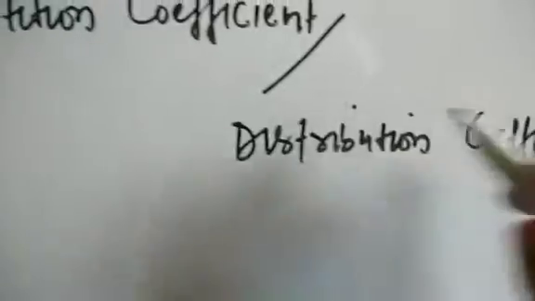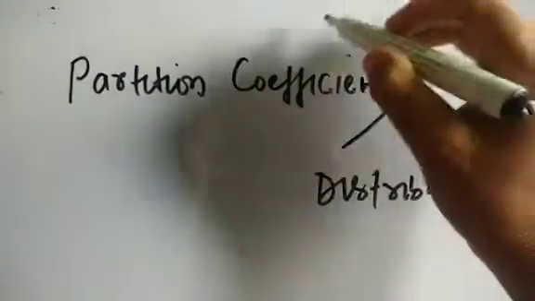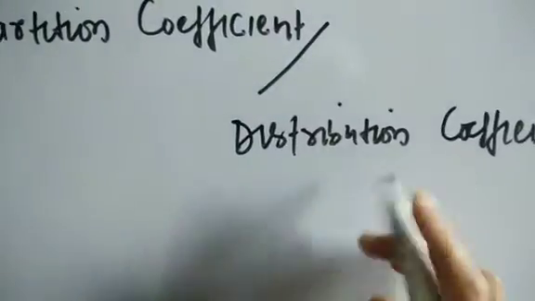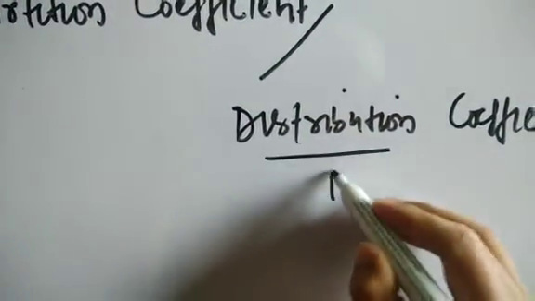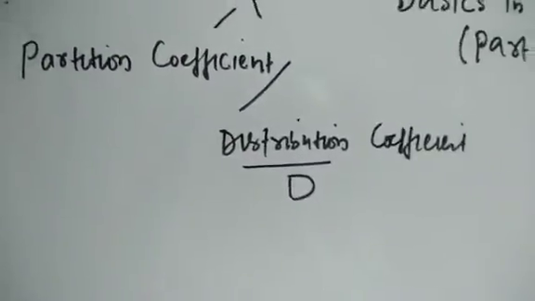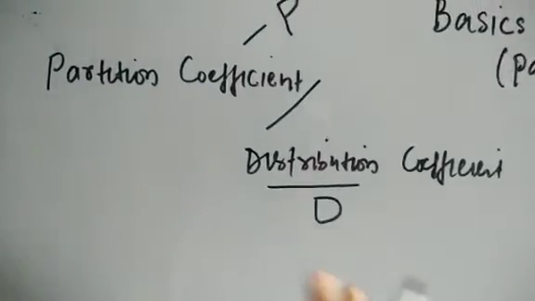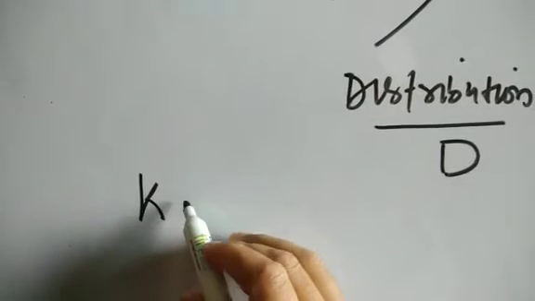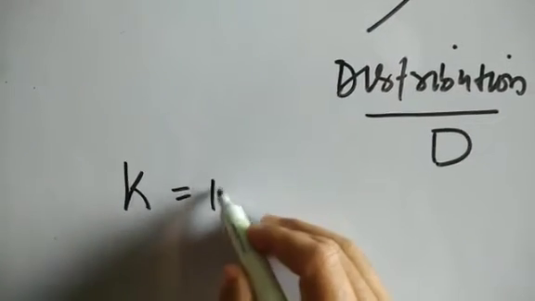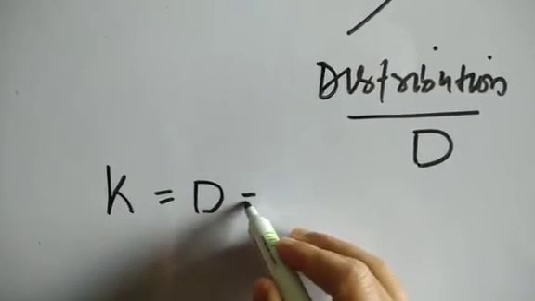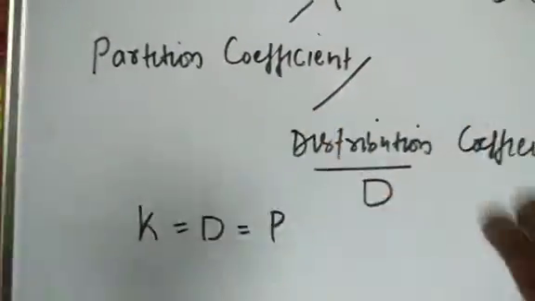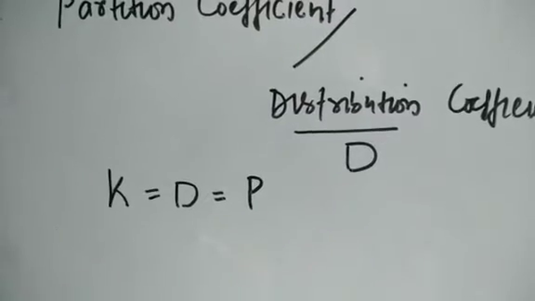So if you are taking it as partition coefficient, use the word P. And if you discuss it as distribution coefficient, it is used as D. Basically it is the same, whether you use partition coefficient or distribution coefficient. We will generalize that K is partition coefficient, distribution coefficient, that is D, and that is equivalent to P. Actually there is a slight difference between them, which we'll see later. So dealing with the partition coefficient.